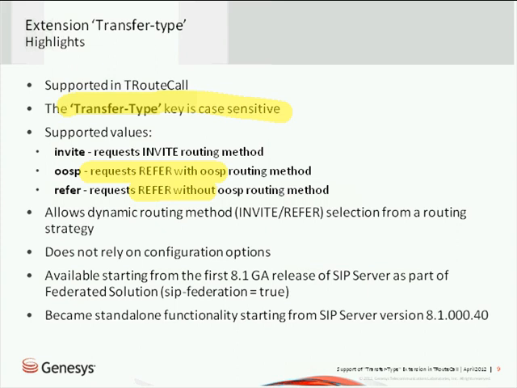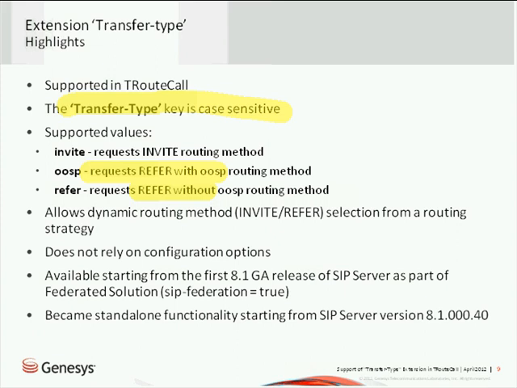That means it actually overrides those options. Even if, without this transfer type in the route call, you would normally get, for example, out of signaling path routing according to configuration, when you specify this transfer type in the route call, it overrides that static configuration and allows you to do, for example, refer or invite.